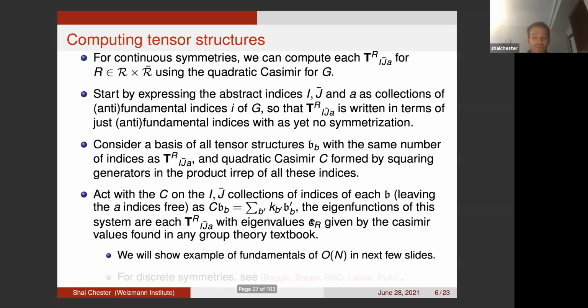And so you just assign that number to the representation, and then that will tell you which eigenfunction is which. In case this is too abstract, we will show an explicit example in a moment for fundamentals of ON. And also in the assignment for this lecture, there's another example for SUN.